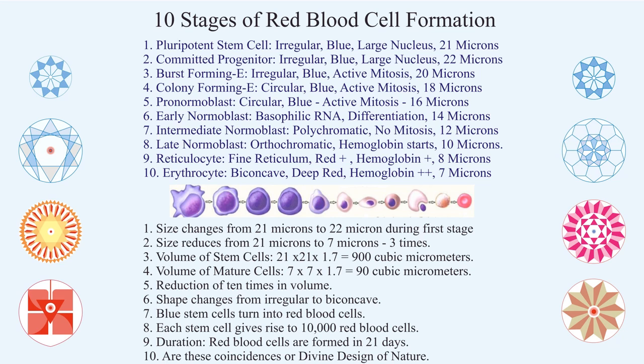Committed progenitor, irregular blue large nucleus, 22 microns. And this is talking about 22 by 21. From there, it starts developing and reducing the size to come to 7 micron. Burst forming erythrocyte is irregular blue active mitosis 25 micron. Colony forming erythrocytes, circular blue active mitosis 18 microns.